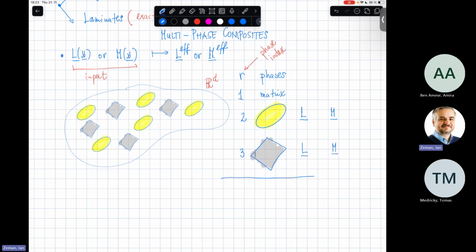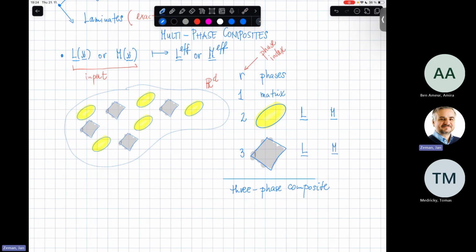So in the jargon I will be using quite intensively, this is an example of a 3-phase composite, which consists of 3 phases. One is the matrix, one is this yellowish one, and one is this gray one. Unfortunately, the nomenclature here is not really unified, because some people call this a two-phase composite, whatever.